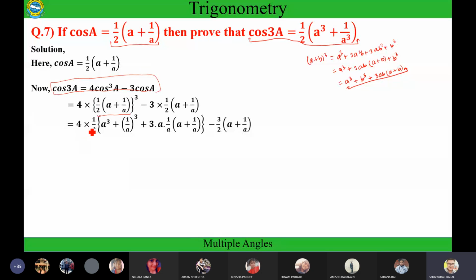Let's write it. 4 times 1 by 8 bracket a cube. See here, this is a cube, this one is a, and this one is b for us for this instance. So a cube plus 1 by a cube, plus 3 times a times b. See here, this is a and this is b. Your a cube, your b cube, your 3ab (a plus b). This a plus b is 1 by a.